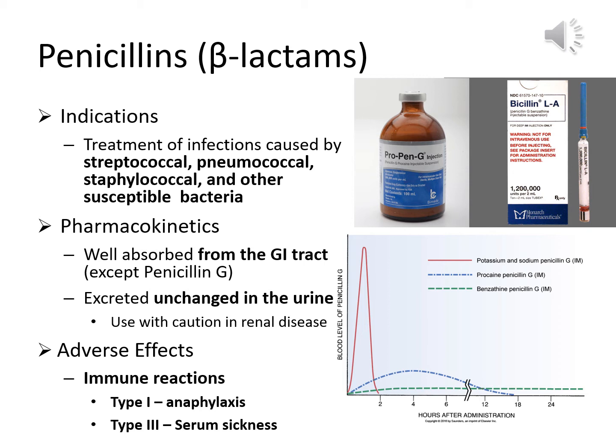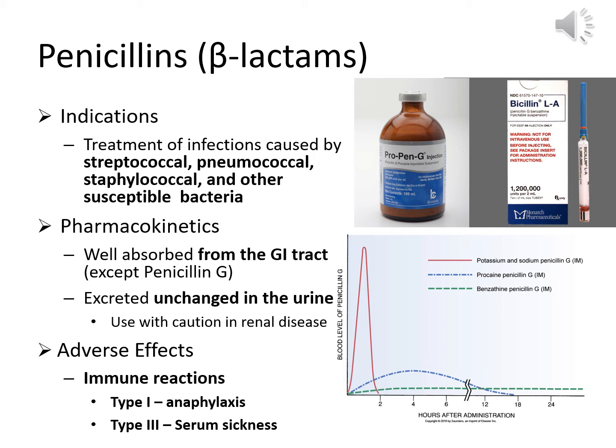Penicillin is excreted unchanged in the urine. In fact, in physiology I talk about how they extracted penicillin from the urine of patients during World War II when there was a penicillin shortage, because it's unchanged in the urine. However, that means we need to be careful with patients that have renal disease, because we will not excrete the drug as quickly.